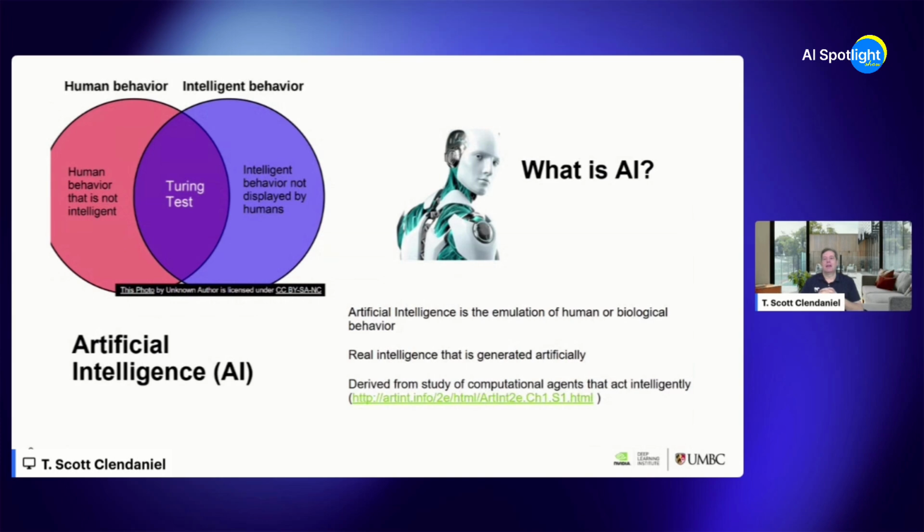We're also looking at real intelligence that is generated artificially. So what am I talking about here? Well, you know this as generative AI or Gen AI. It's the ability of a system to be able to create something brand new that never existed before on its own. It's creating or it's generating something. So the generating or the creation, hence the generative, hence the Gen AI. Now, this is actually derived from a study of computational agents, forgive me, that act intelligently, and the link is there if you want to pursue that further.